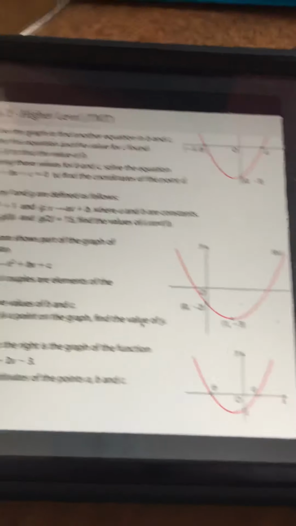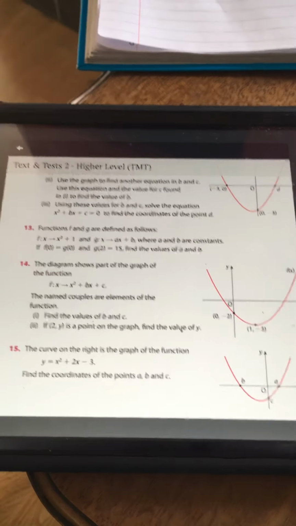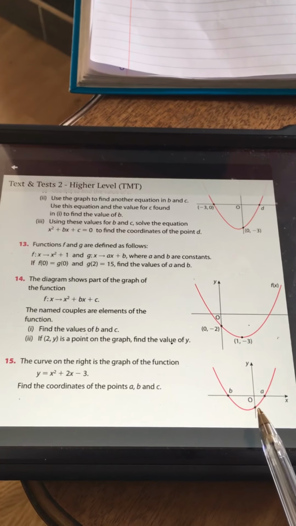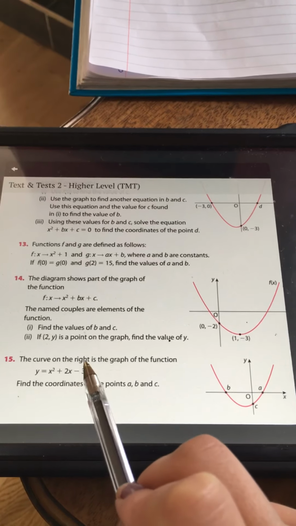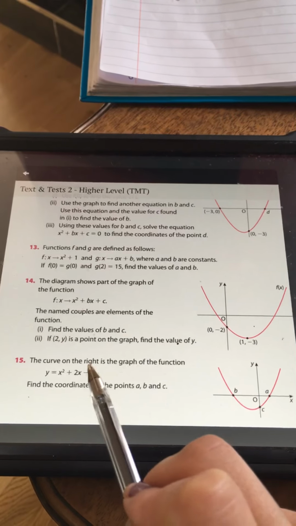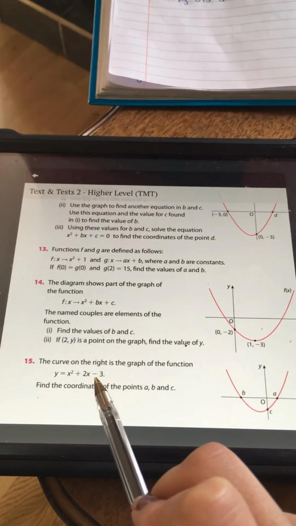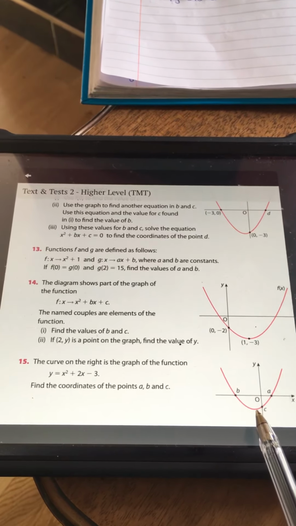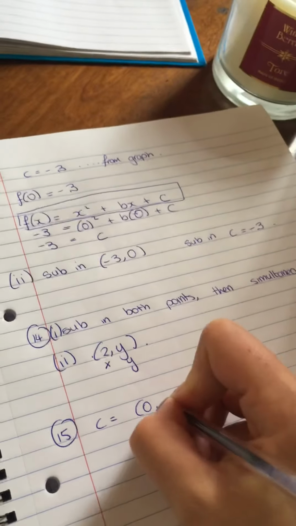Last one then, number 15. Again, I want to find a, b and c. So c is where it cuts the y-axis, so we can read that from the number there again. So c is going to be -3, because that's what the number there tells us is where it cuts the y-axis. So c straight away is -3.